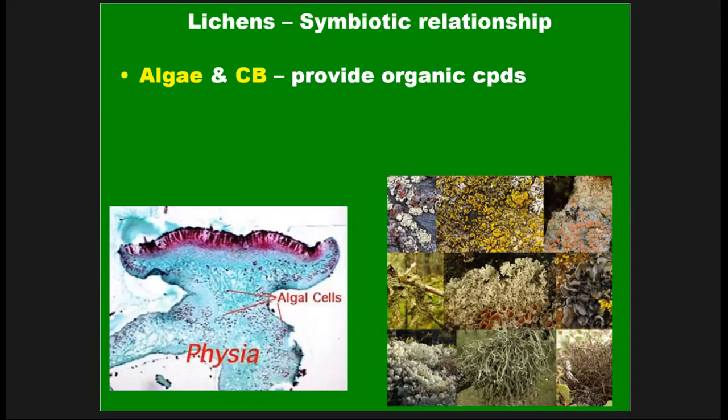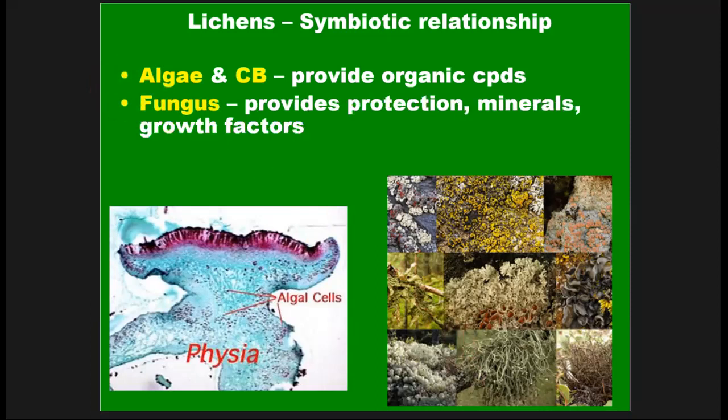So if you think about what they are each contributing to the partnership, the algae and the cyanobacteria are capable of doing photosynthesis. So they can provide sugars and other organic molecules important for the fungus. And then, of course, the fungus, often the algae and cyanobacteria are living inside the fungal tissue.